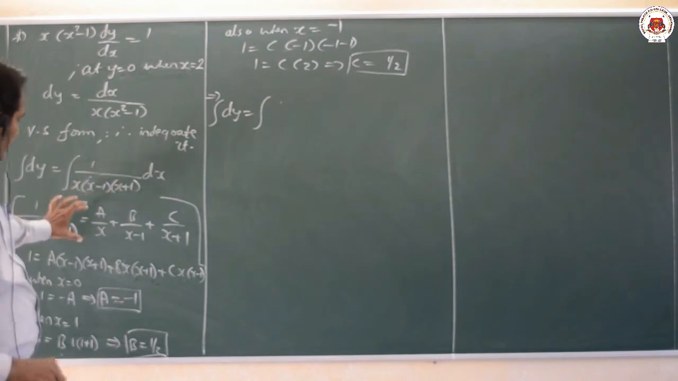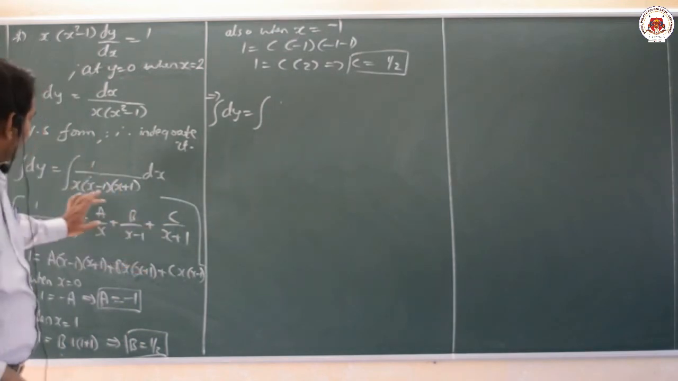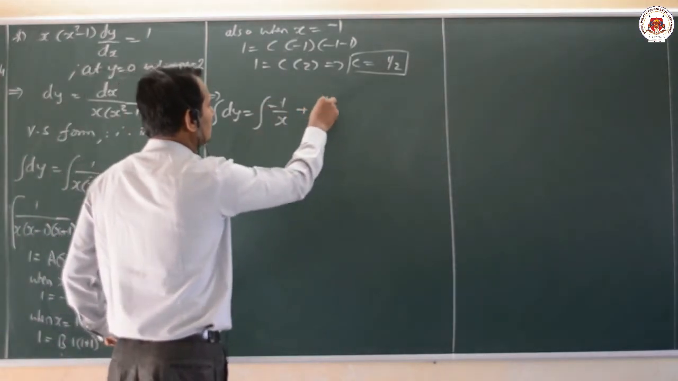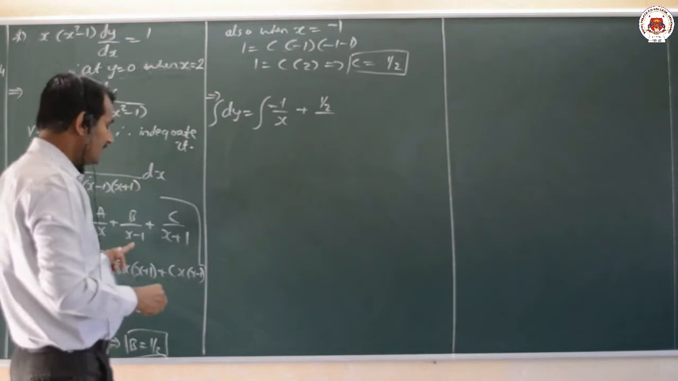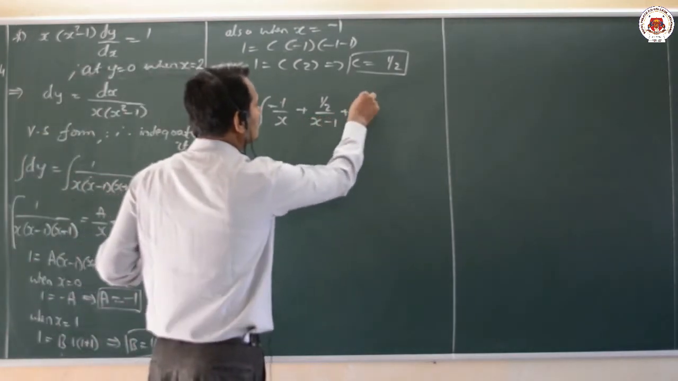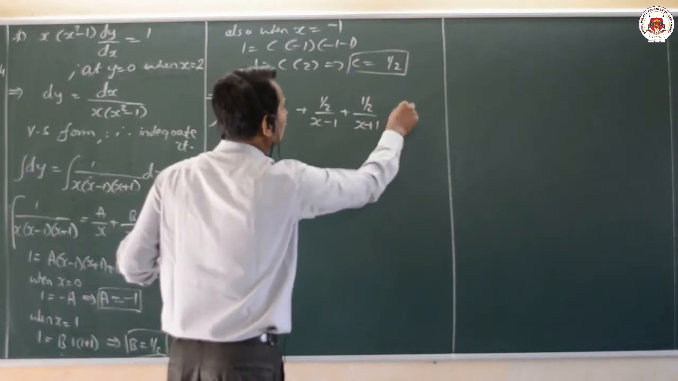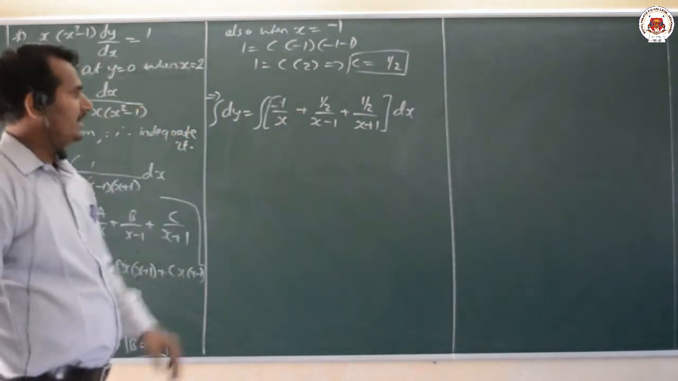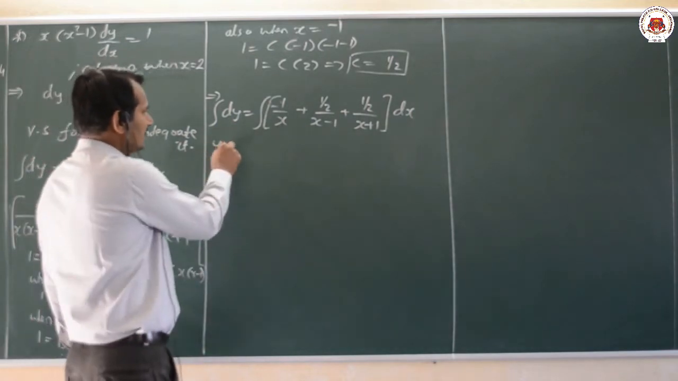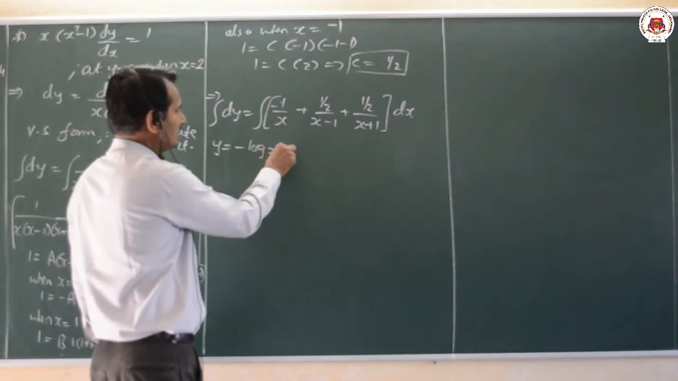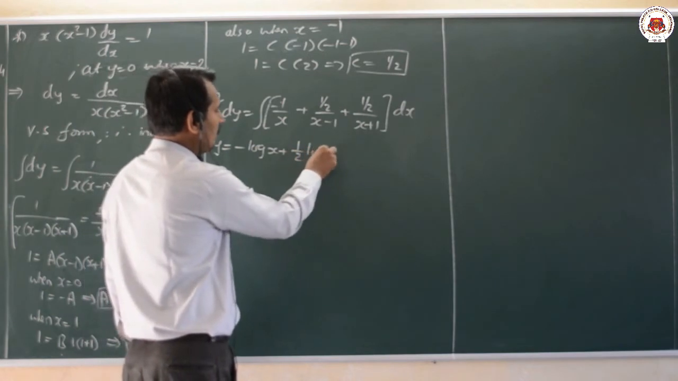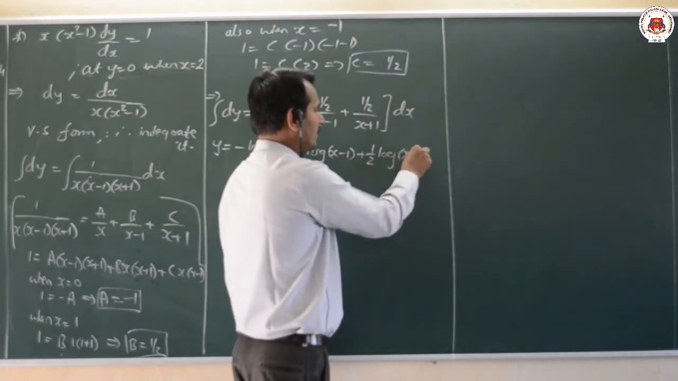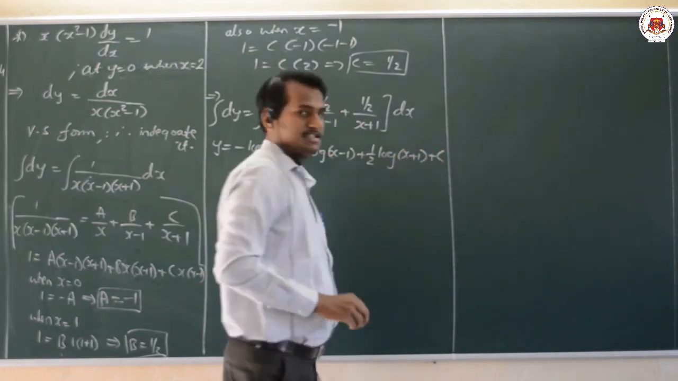This whole term means a divided by b divided by c divided by. A means what is the value? Minus 1. Minus 1 divided by x plus 1 by 2, that is b here, divided by x minus 1 plus 1 by 2 divided by x plus 1 into dx. Okay. Now here we can integrate it directly. What is it? That is y is equal to minus log x plus 1 by 2 into log of x minus 1 plus 1 by 2 into log of x plus 1 plus an integral constant c here.